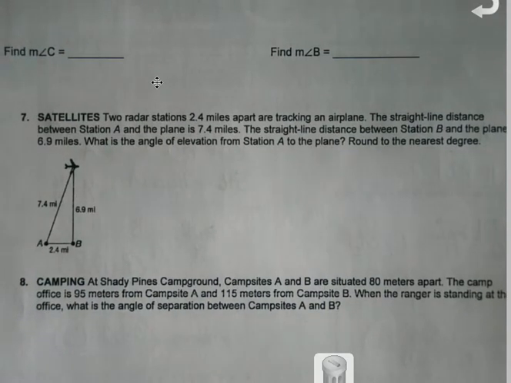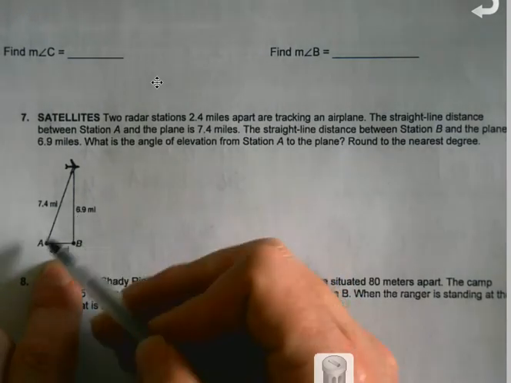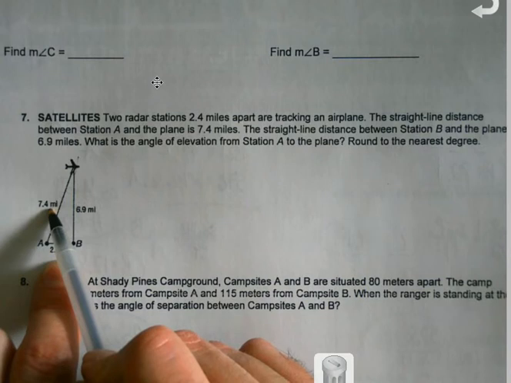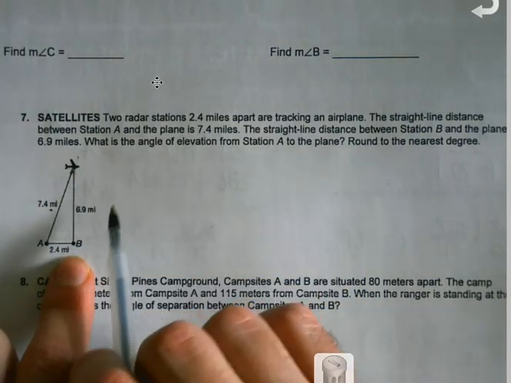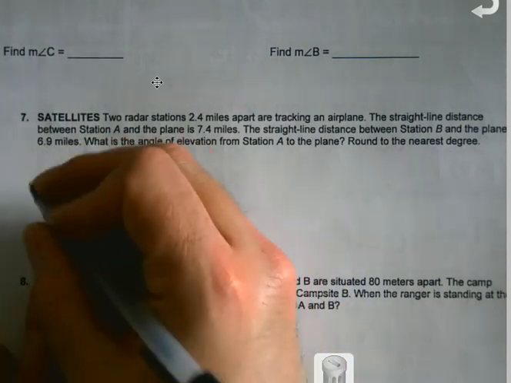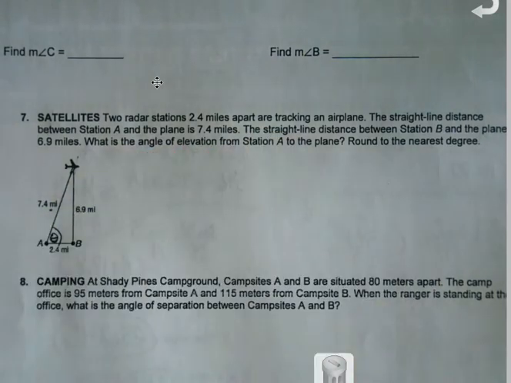So we've got these 2 radar stations that are 2.4 miles apart, tracking an airplane. Straight line distance between A and the plane is 7.4 miles. Straight line distance between B and the plane is 6.9. What is the angle of elevation from station A to the plane? In other words, what's going on right here?